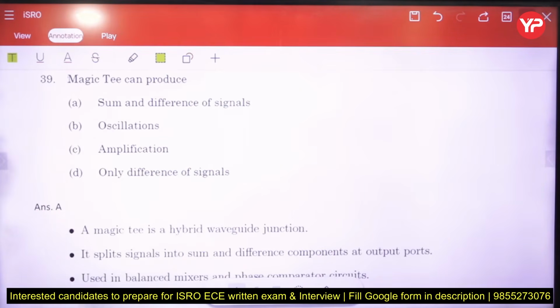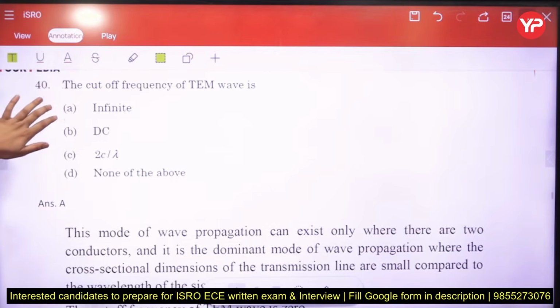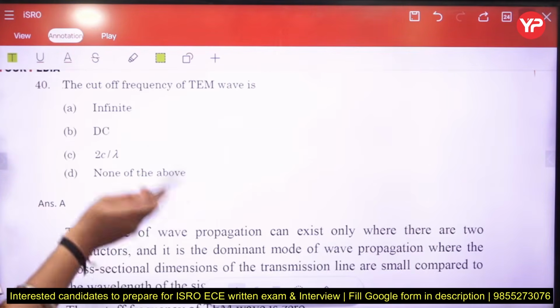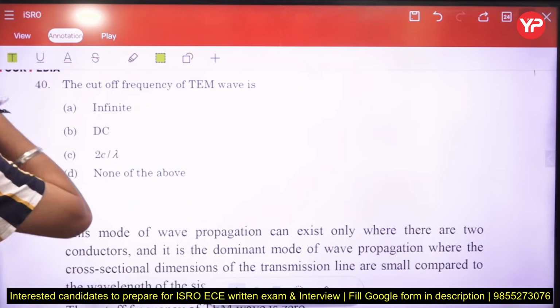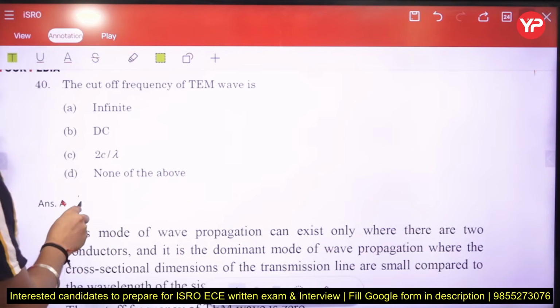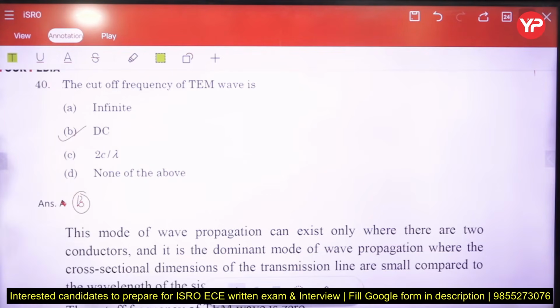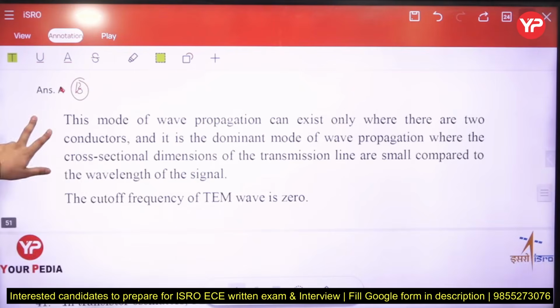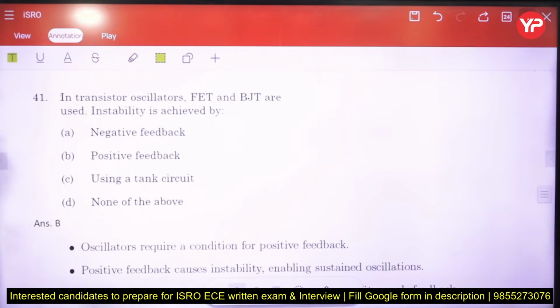Magic T always produces either the sum or the difference of the signal, right? It will depend on the phase shift between the signals, right? The cutoff frequency of TEM mode. See, the cutoff frequency of a TEM wave is 0. That is DC. Answer will be B. Whenever we are talking about the TEM wave, the cutoff frequency should be 0. That will be for DC signal.